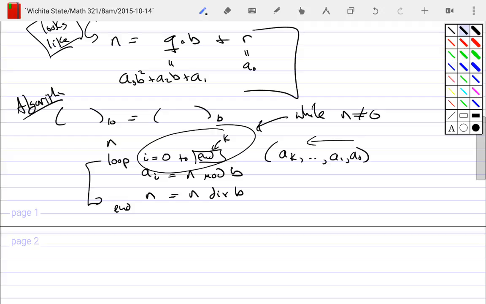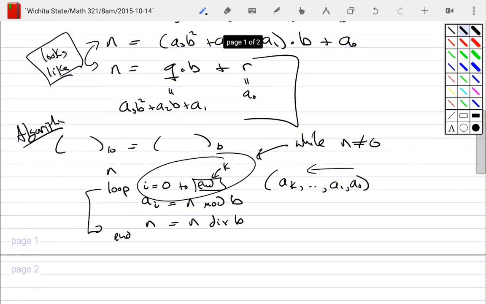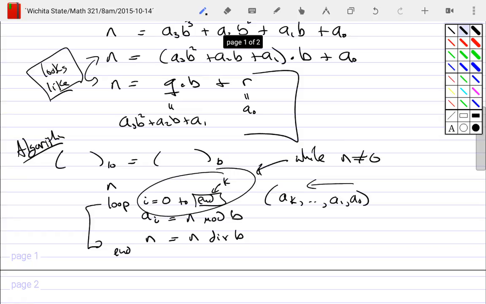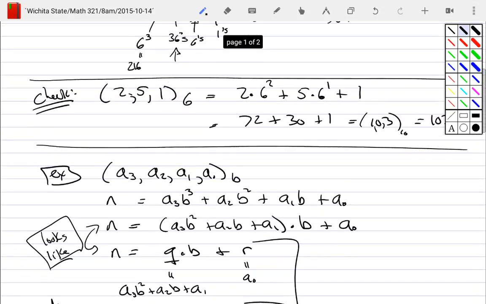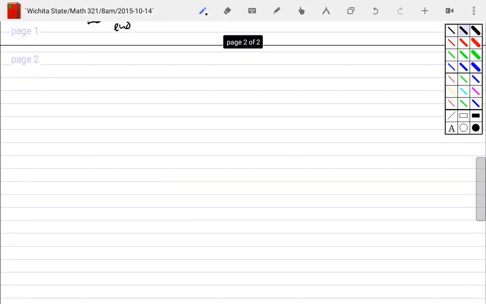Okay, let's see how that works. We're going to keep grouping out a B and then take the div and then work it out. So, all right, let's go back to our problem that we already know an answer to, 103. We already know that 103 in base 10 was 251 in base 6. So let's use this new algorithm.